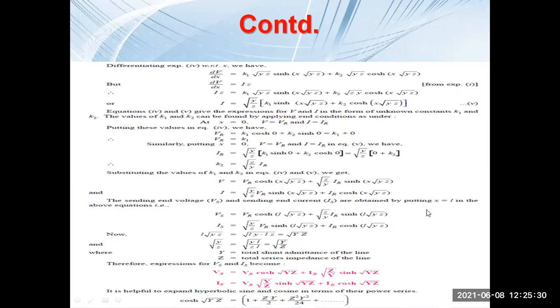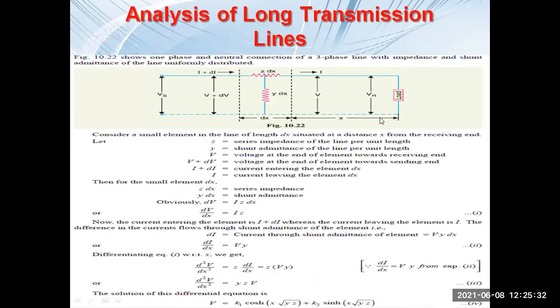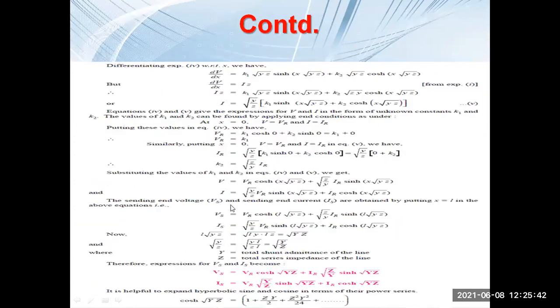Now for the sending end, what is the case? X will be equal to L because that is the line length. X we have calculated from the receiving end. So if you substitute X equal to L, you will come to the sending end. So Vs equal to Vr cos hyperbolic L into square root of yz plus square root of z by y IR sine hyperbolic L into square root of yz. Now Is equal to square root of yz into Vr sine hyperbolic L into square root of yz plus IR into cos hyperbolic L into square root of yz.